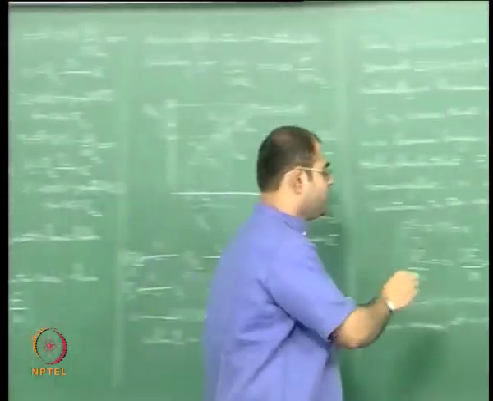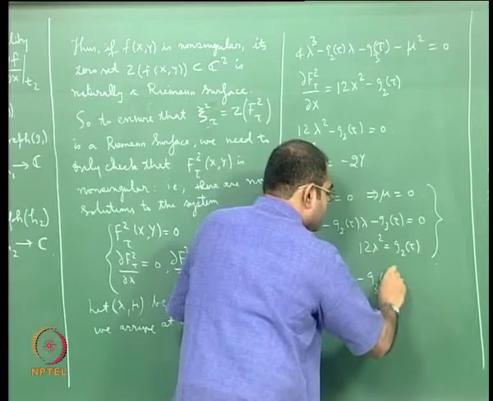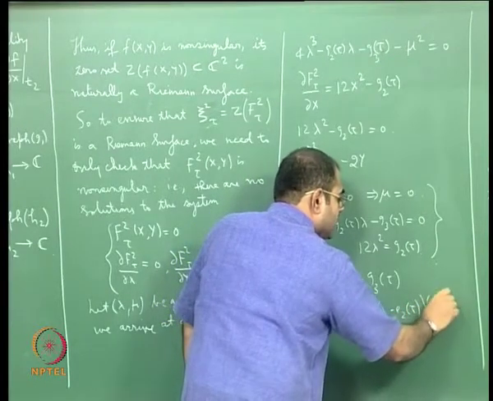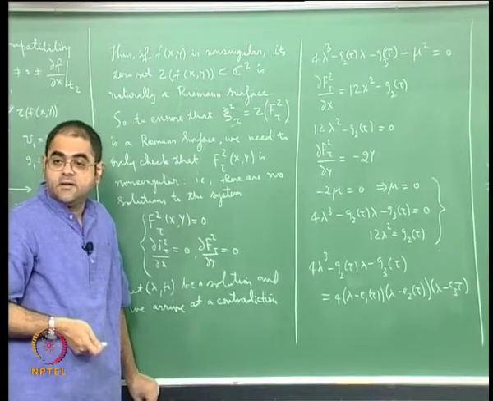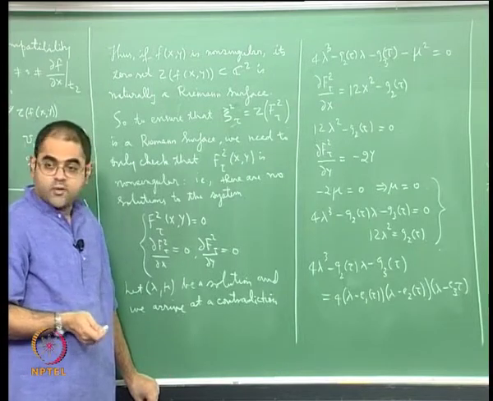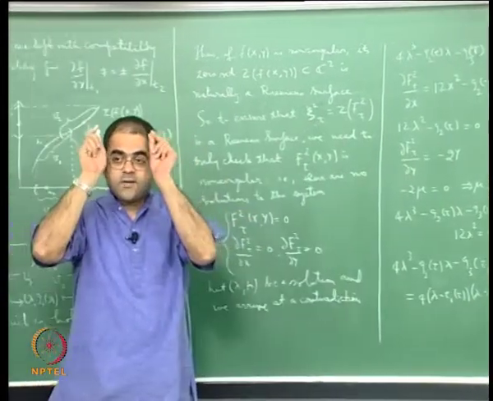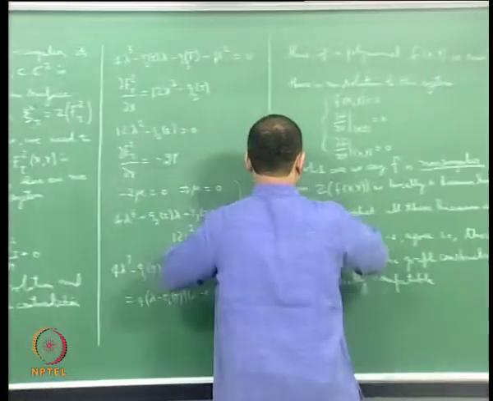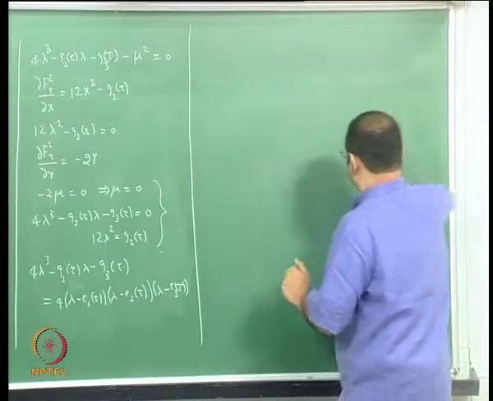So if you use that factorization, 4 lambda cube minus g2 tau lambda minus g3 tau factorizes as 4 times lambda minus e1 tau into lambda minus e2 tau into lambda minus e3 tau. And then if you calculate the so-called discriminant of this cubic: the discriminant of a polynomial equation of one variable is just the square of the difference of its roots taken in some order. It is an important tool in algebra, because you can check that a polynomial has distinct roots, namely that it is so-called separable, by checking that the discriminant is non-zero. If you calculate the discriminant in this case, this is a little bit of algebra which you should be able to do. It is not a difficult exercise.